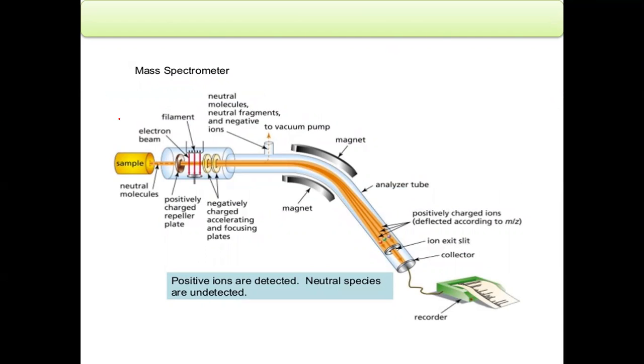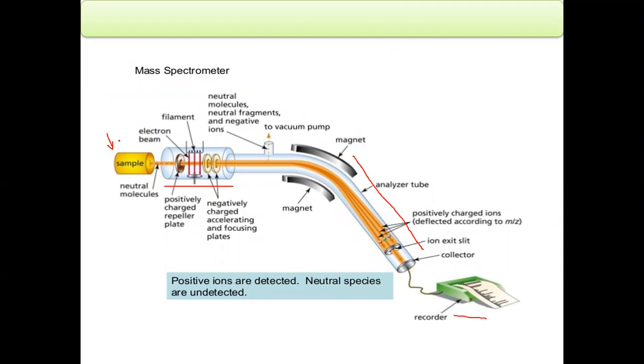The mass spectrometer has different components. One is the sample reservoir. This is our sample reservoir. Then we have an ionization chamber. We have an analyzer chamber. We have a recorder. Now let us see the sample.